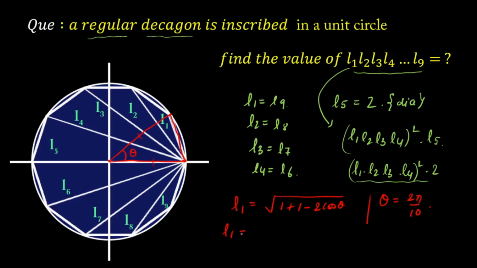Now L1 is equal to root over 2 minus 2 cos theta. If I take 2 common and apply the cos 2 theta formula as 1 minus 2 sine square theta, I'll get this as 2 sine theta by 2. So I got my L1, that is 2 sine theta by 2. Now I'm going to continue in the next page.